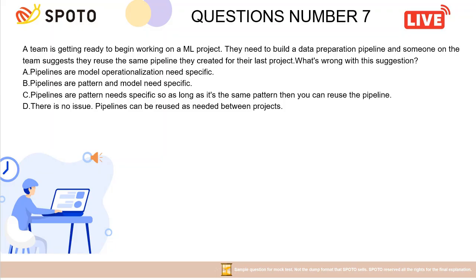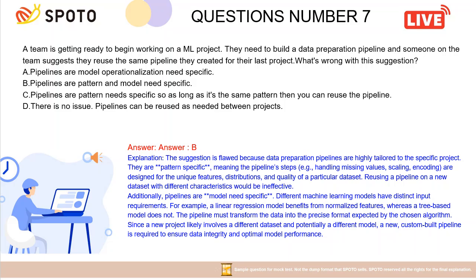Answer, B. The suggestion is flawed because data preparation pipelines are highly tailored to the specific project. They are pattern-specific, meaning the pipeline steps, e.g., handling missing values, scaling, encoding, are designed for the unique features, distributions, and quality of a particular dataset. Reusing a pipeline on a new dataset with different characteristics would be ineffective.